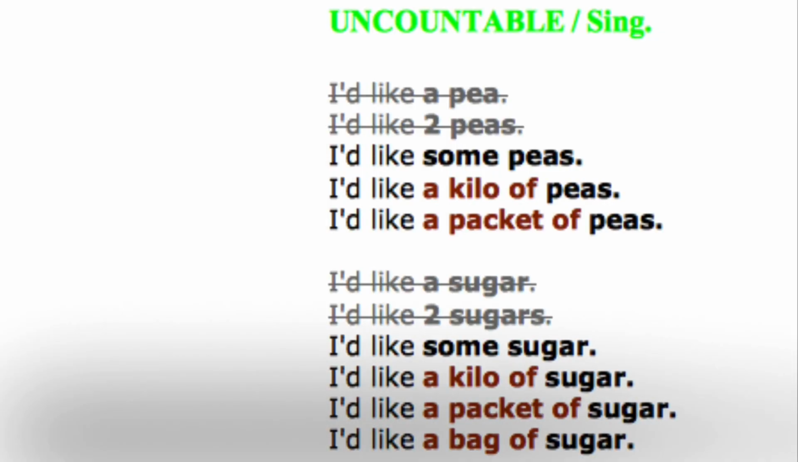Uncountable words are words that you can't count. So you can't say, I'd like a pea or I'd like 2 peas. You have to say, I'd like some peas, I'd like a kilo of peas, I'd like a packet of peas. The same goes for sugar. You can't say, I'd like a sugar or I'd like 2 sugars. You have to say, I'd like some sugar, I'd like a kilo of sugar, I'd like a packet of sugar, I'd like a bag of sugar.